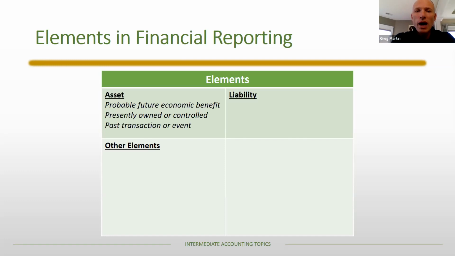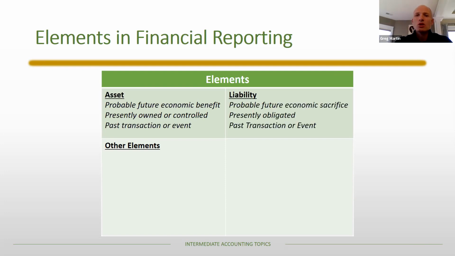What are the 3 aspects to the definition of a liability? Again, with the asset, all 3 things must be true for there to be an asset. If you're missing one, you don't have an asset. The liability also has 3 aspects. Anybody know one of them? Okay. So it's a probable future economic sacrifice, but there's a present obligation and a past transaction or event.